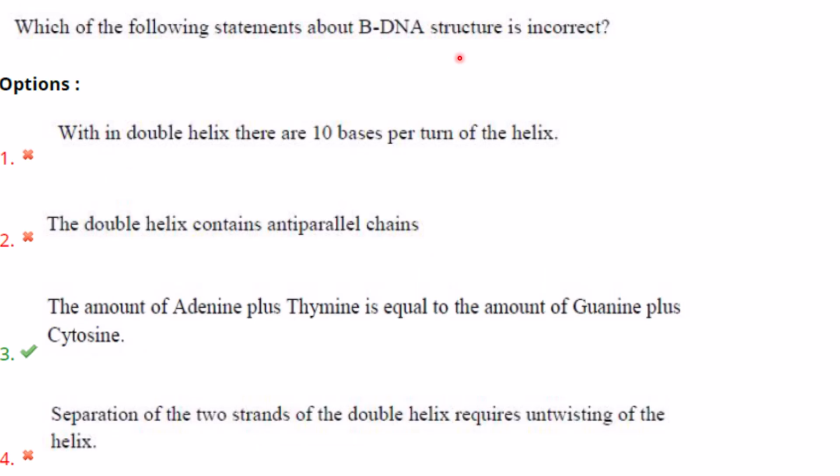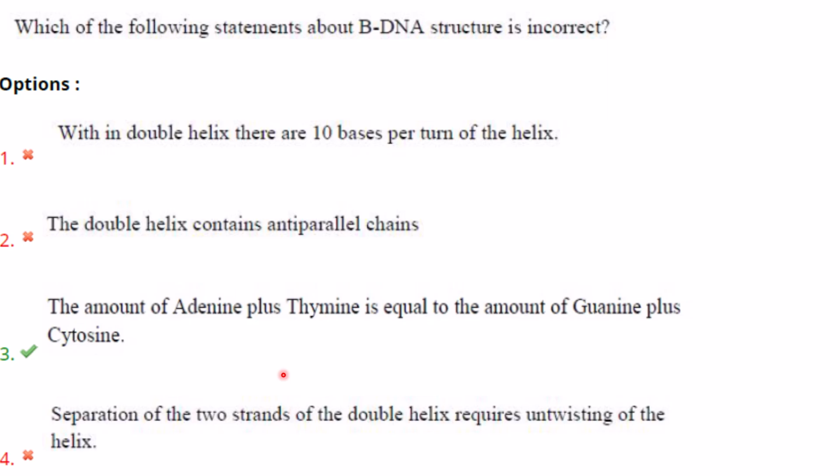Then which of the following statements about B DNA structure is incorrect? B DNA is what the Watson and Crick model describes. So within a double helix there are 10 bases per turn of the helix, of course. The double helix contains anti-parallel chains, yes, one in the 5' to 3' direction, the other in the 3' to 5' direction. So anti-parallel, that is also correct. The amount of adenine plus thymine equal to the amount of guanine plus cytosine, that is not correct. It is actually the sum of purines is equal to the sum of pyrimidines.